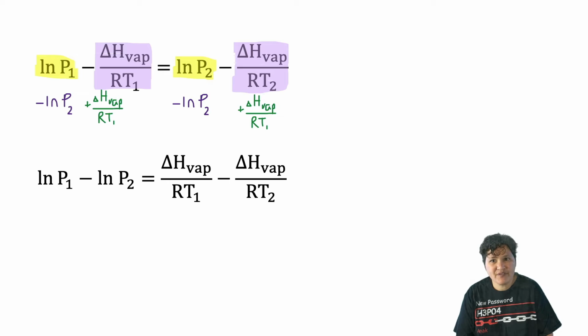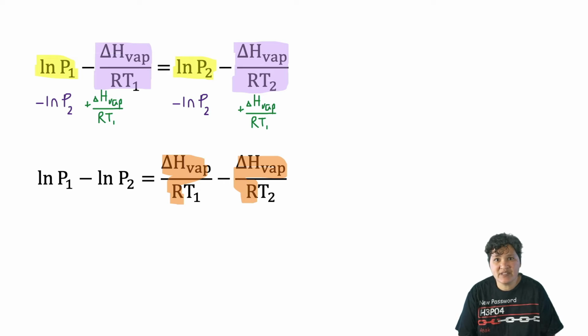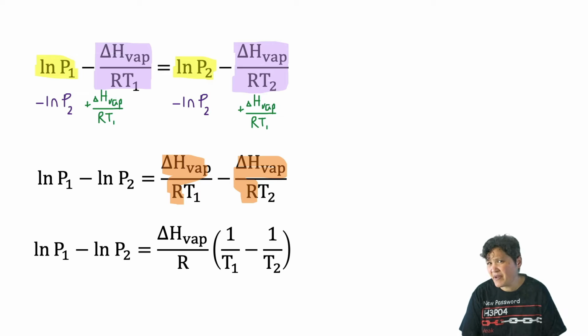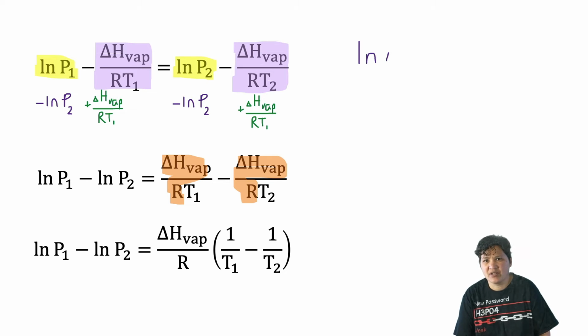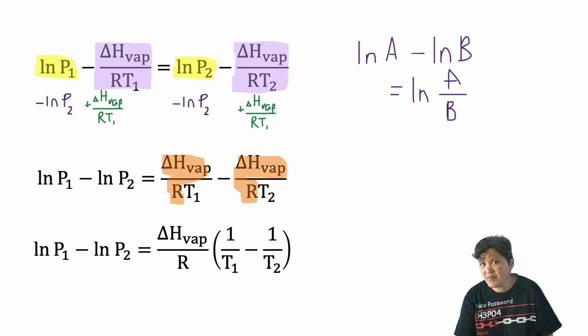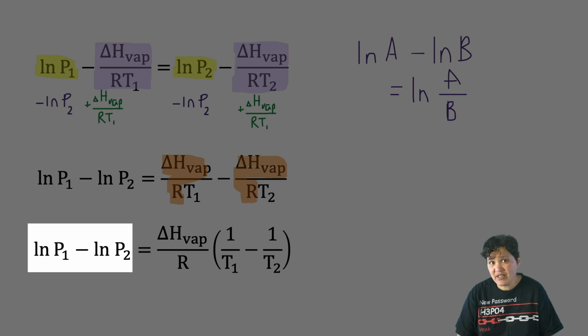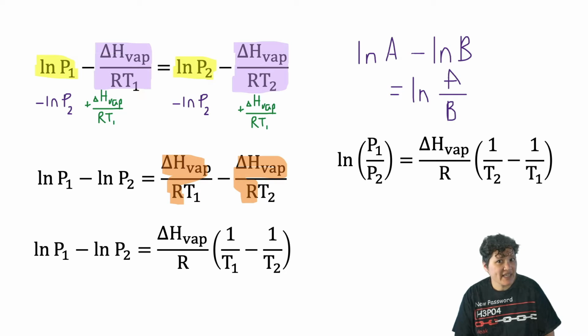First, notice that both of the fractions on the right side include delta H divided by R. I'm going to factor that out like so. In order to understand the second thing I do to simplify this equation, you need to think back to your log rules regarding subtraction. Log of A minus log of B equals the log of A divided by B. So currently, we have the natural log of P1 minus the natural log of P2, and that equals the natural log of P1 divided by P2. That gives us this equation here, which is the two-point form of the Clausius-Clapeyron equation.